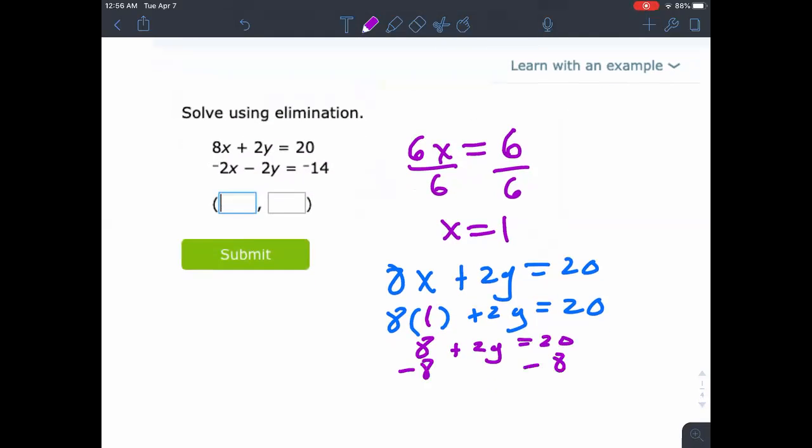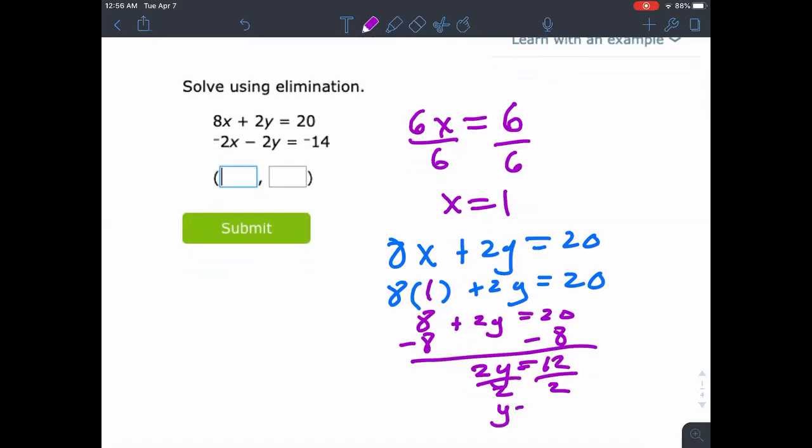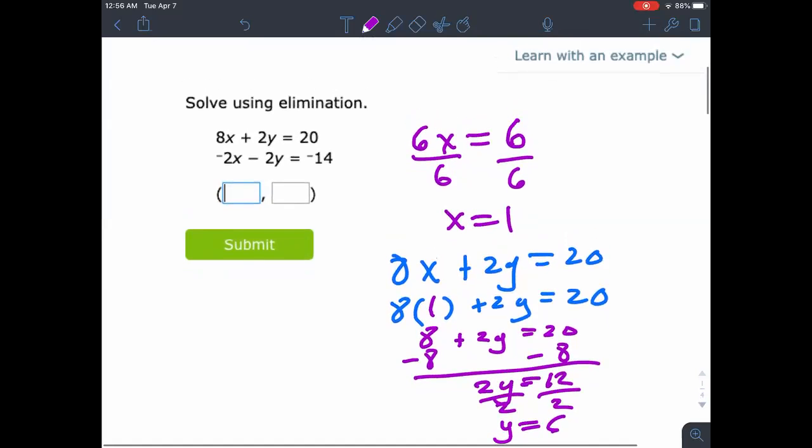I subtract 8, 2y equals 12. And if I divide by 2, I get y equals 6. So my final answer is that my x is 1 and my y is 6. And that is exactly what I would enter and submit.